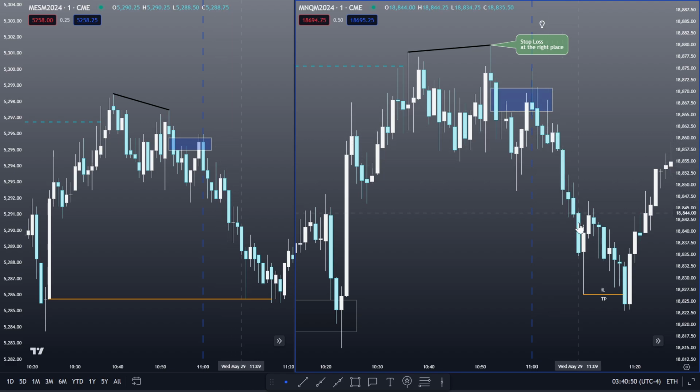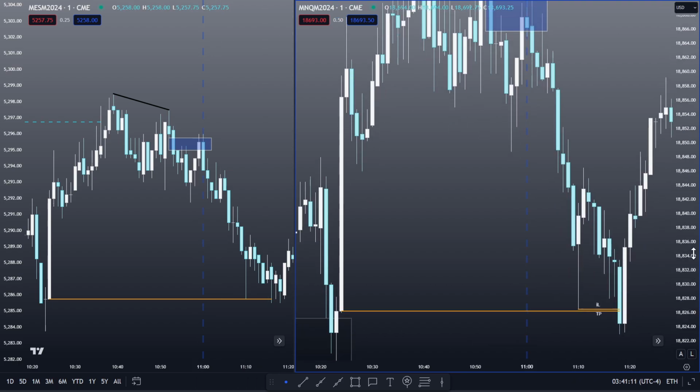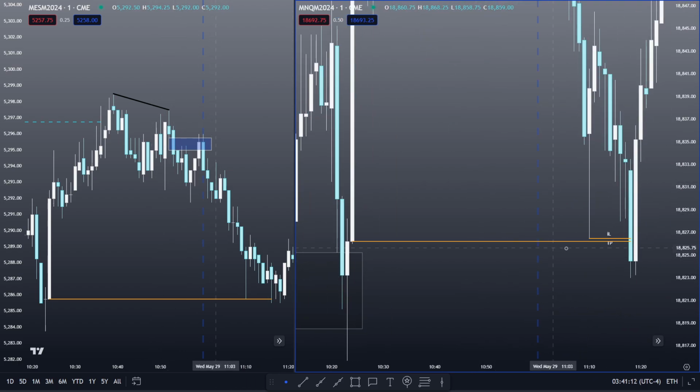And it takes a few minutes and starts going down. My first take profit point would be here because it's the close of the fair value gap. But we actually don't get there. It is just below. Just below. We can zoom in on that. So it doesn't get there.